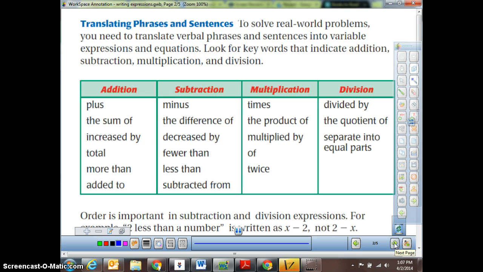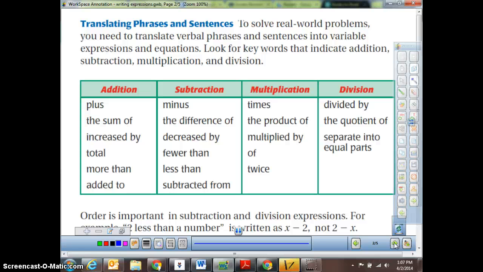So translating phrases into sentences, that's always the trickiest part when it comes to word problems. It's easy when the teacher gives it to you in just numbers, 3 plus 5, but when we put it into more of a word problem, that's where we tend to get lost. So that's what we're going to be focusing on today. To solve real word problems, you're going to need to translate verbal phrases and sentences into variable expressions and equations. We need to look for keywords that indicate addition, subtraction, multiplication, and division.